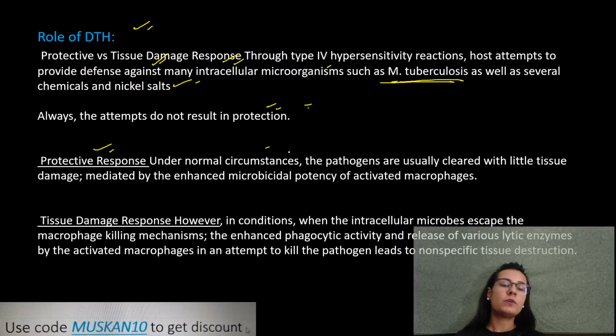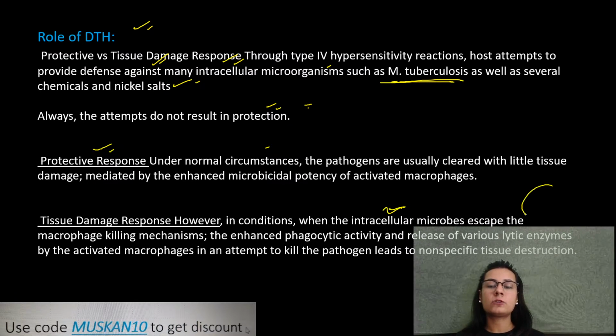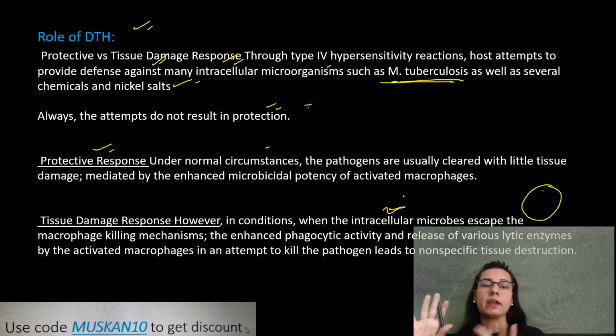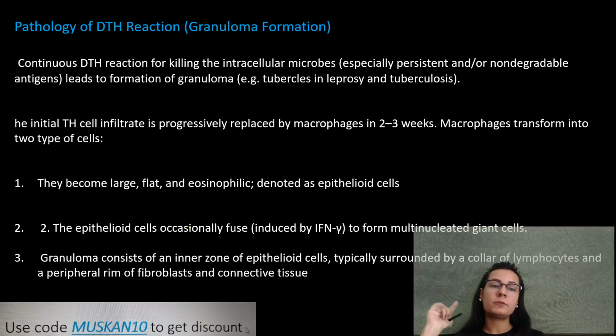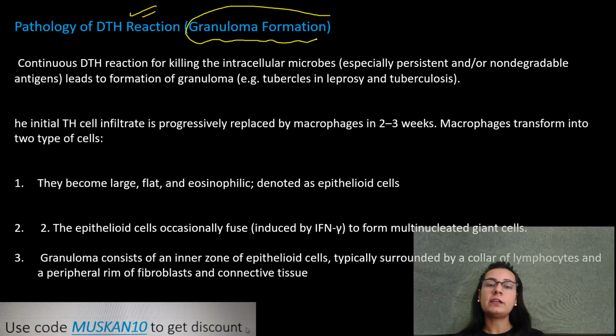Tissue damage response, however, occurs in conditions when the intracellular microbes escape macrophage killing, as we see in TB. The bacteria survive inside the macrophage and release various lytic enzymes by the activated macrophage, and instead of being killed, they activate the macrophage, release the cytokines and interferons, therefore causing the inflammatory reactions and delayed type of hypersensitivity. So what will happen in DTH? Granuloma formation, because we are studying TB, TB delayed type of hypersensitivity.